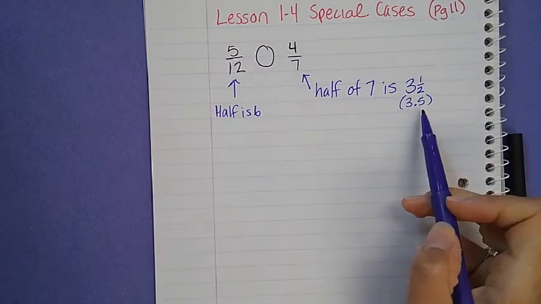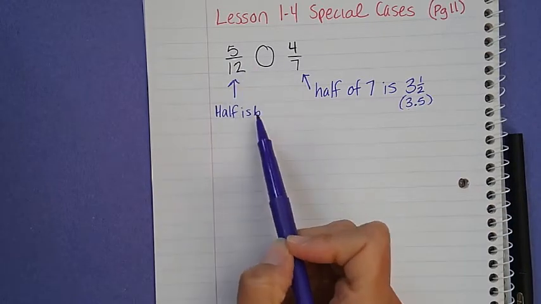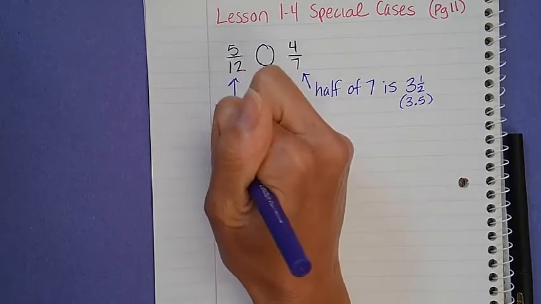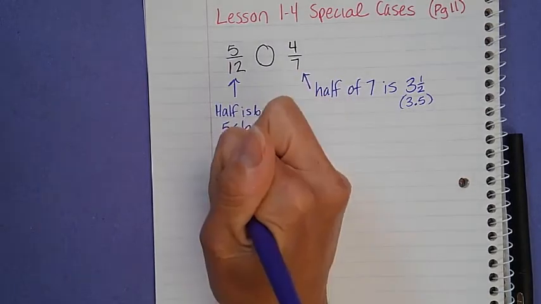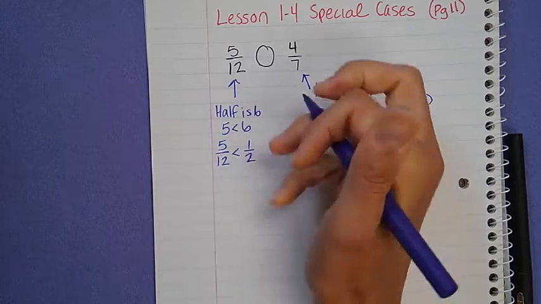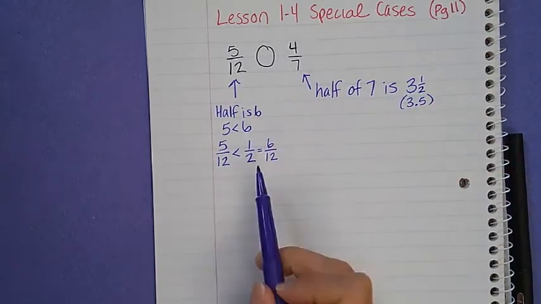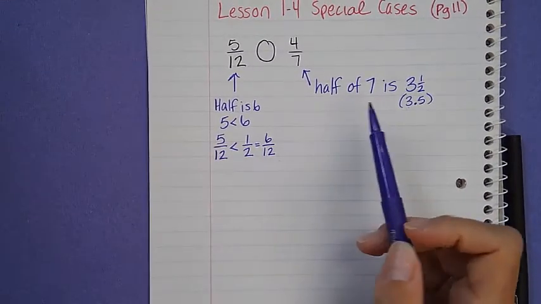So 3.5. So when I look at these numerators, if half of 12 is 6, 5 is less than 6. So 5 is less than 6, that's our numerator. So 5/12 is less than 1/2. Because 1/2 is the same thing as 6/12. Those are equivalent fractions. 6/12 and 1/2 are the same thing, same value.